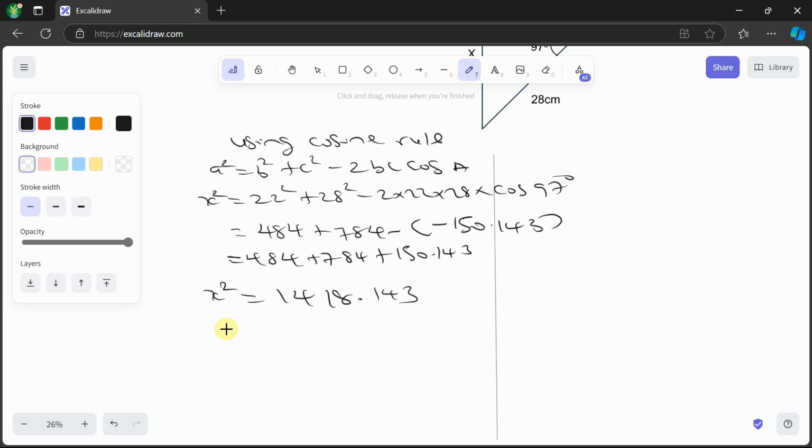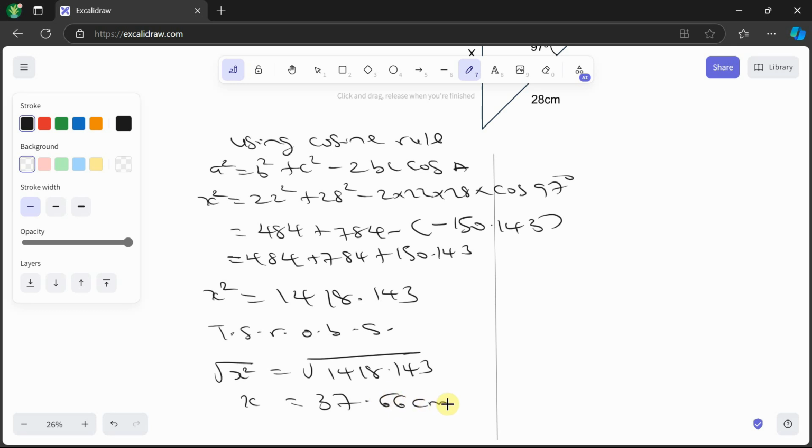1418.143. So if I take square roots of both sides, that will be square root of x squared is equal to square root of 1418.143. Square root of x squared is x. Of course, it's a length, so I'm dealing with only the positive value. So square root of 1418.143 will give me 37.66 centimeters to 2 decimal places.